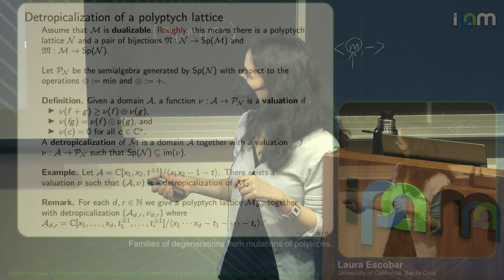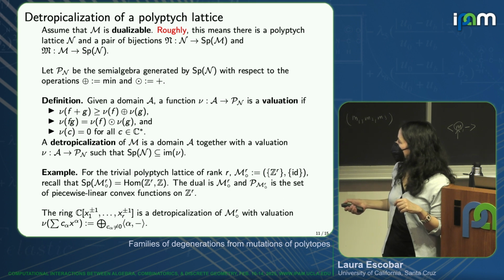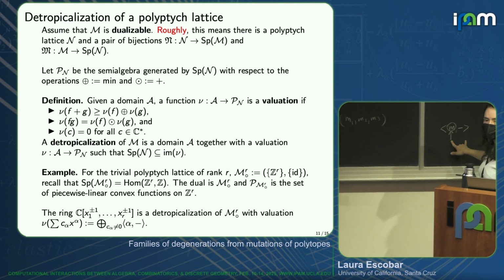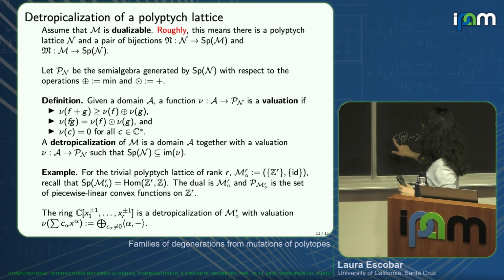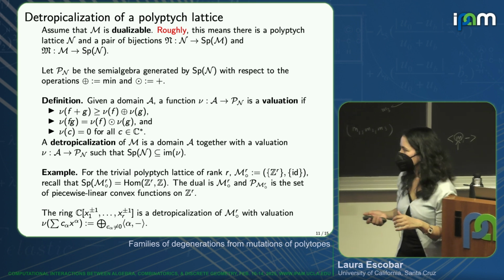And in this easy case, the bijection is, of course, how the linear pairing works. Every linear function is given by taking an inner product between an element of your lattice and an element of the dual.